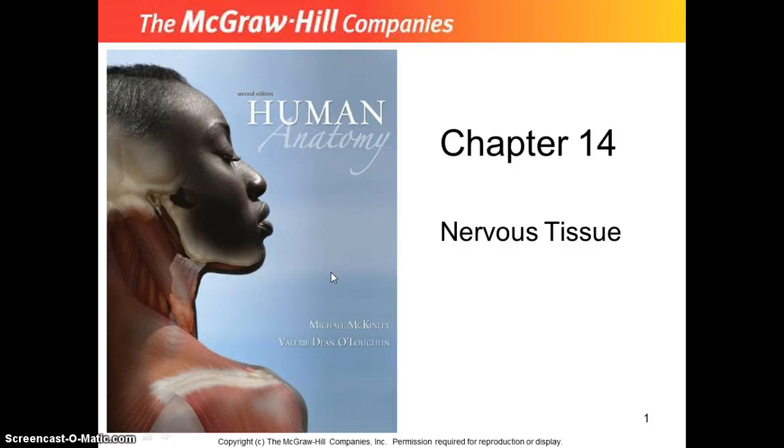Good afternoon. We're looking at chapter 14, nervous tissue, to cover in human anatomy class. We've covered a lot of this chapter already, so some of this will be a little repetitive from earlier modules, modules 1 and 2, lower limb and upper limb. But there are a few topics that are new for this third module on the head and neck region. So we'll review some slides and then go over some new slides as well.